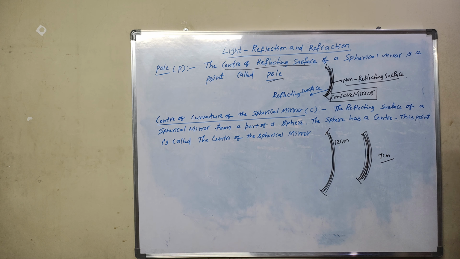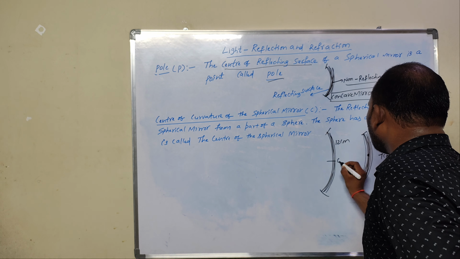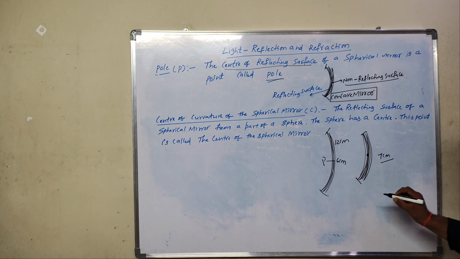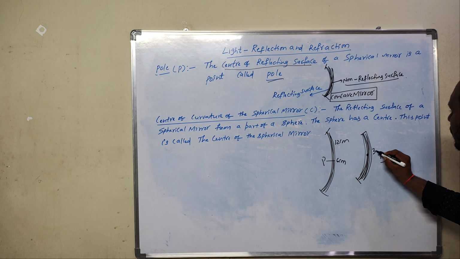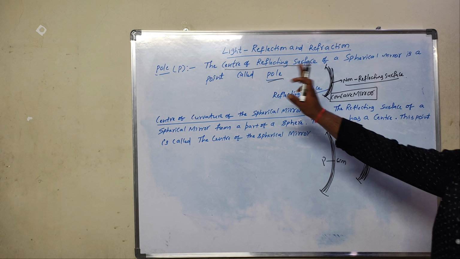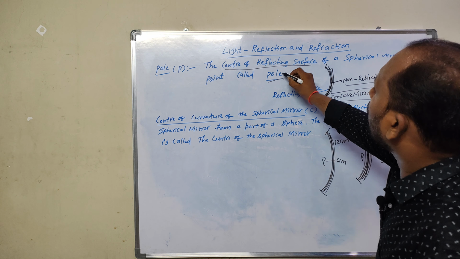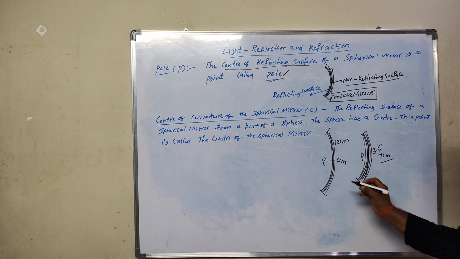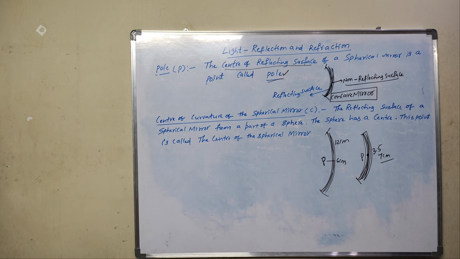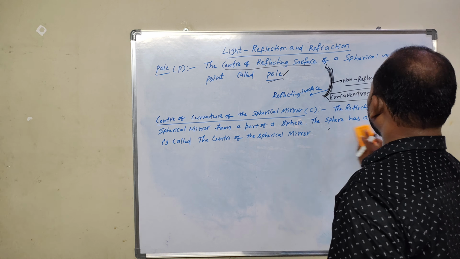We should not take the entire sphere; we take only the center of the reflecting surface. So now where is the center? At 6 centimeters. This is called pole. And here also it is at 3.5. So what we call it is pole. I hope you understood. The center of the reflecting surface of a spherical mirror is a point called pole. The symbol for pole is P. Keep in mind, guys, P is the symbol for pole.